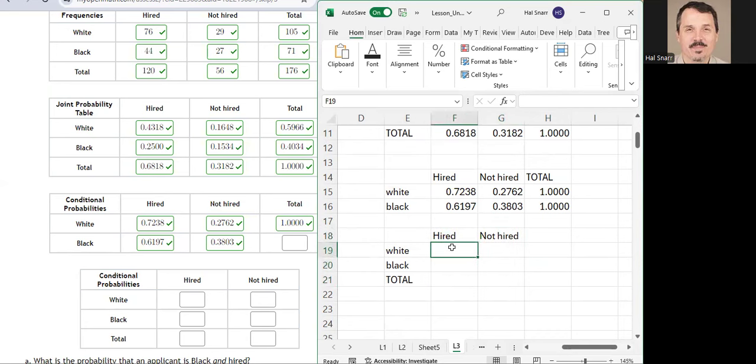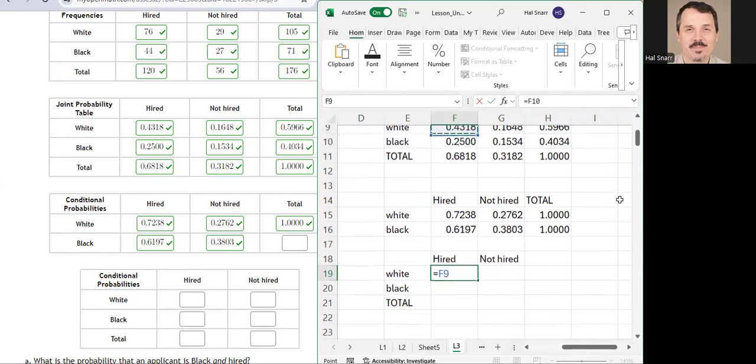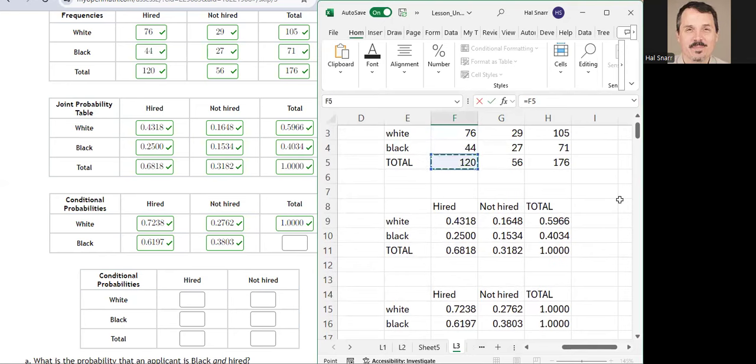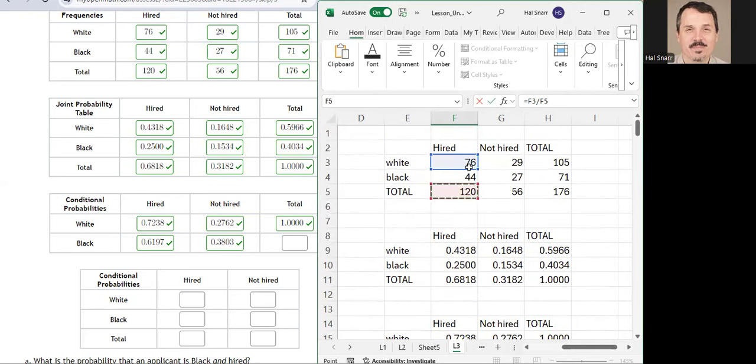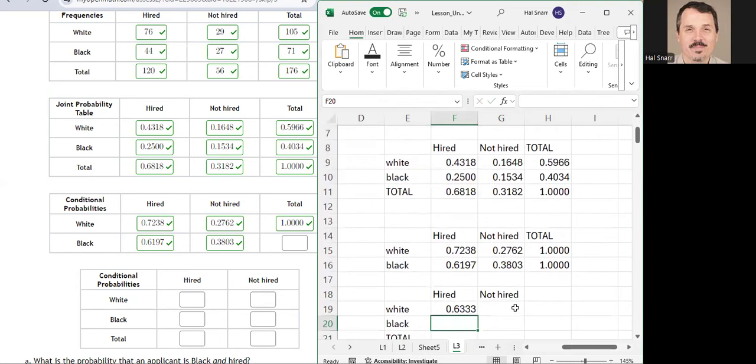So this is the probability of white given hired. This is the probability of black given hired. And this is going to be their total, right? So of the people who are hired, of the 120 people who are hired, 76 were white. So we have 120 people who are hired and 76 of them are white. And that probability is 0.633, right?